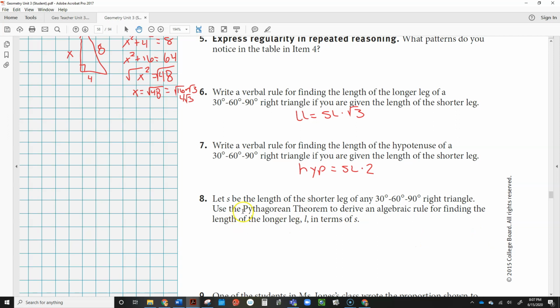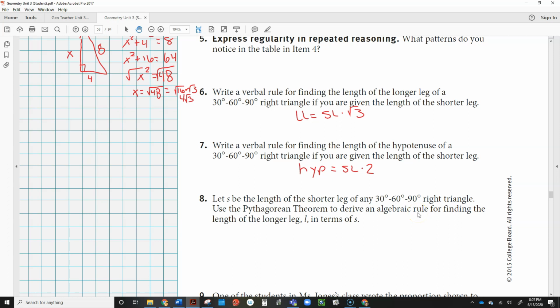Let S, oh, I hate using S. My S's look like 5s. I usually use X, but they said use S. Let S be the length of the short leg of the right triangle. Use the Pythagorean theorem to derive the formula.